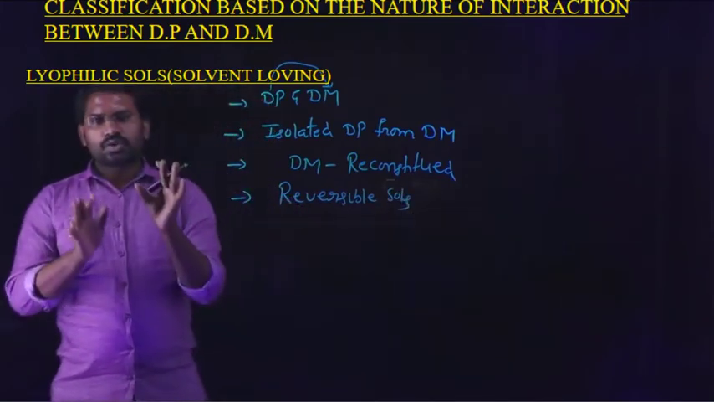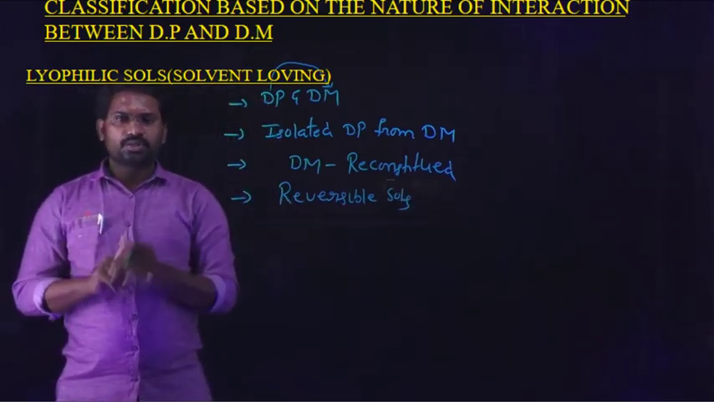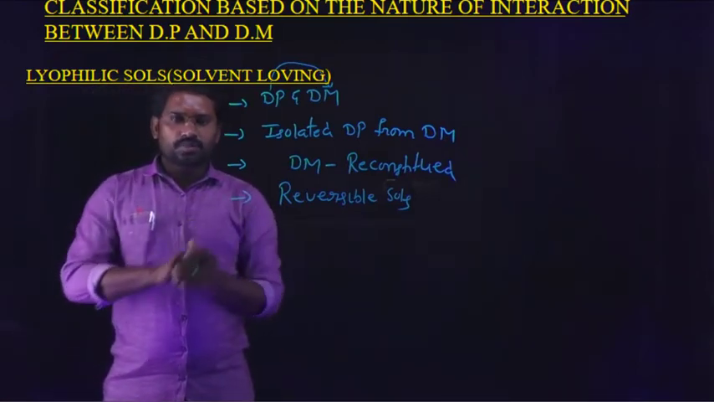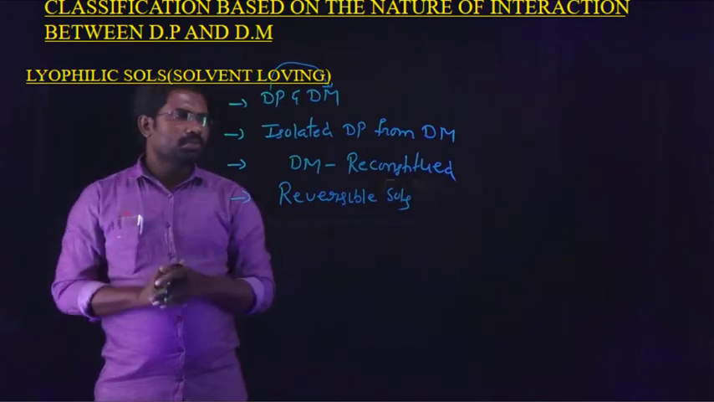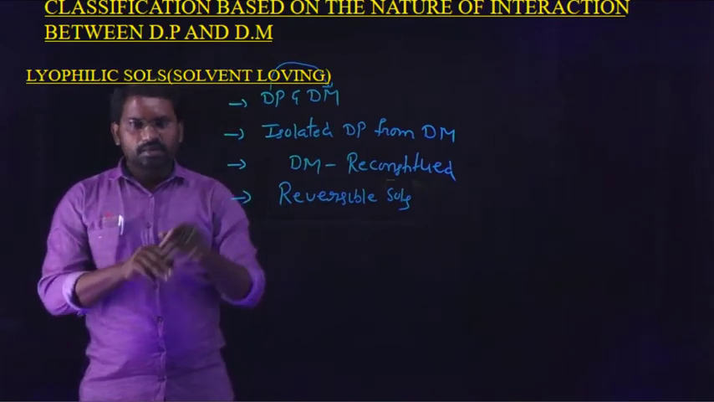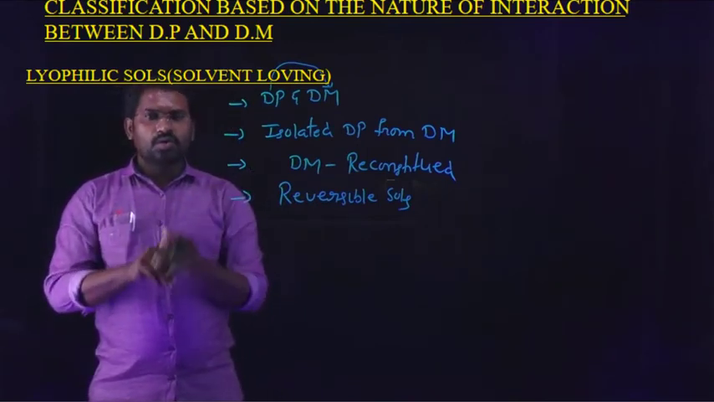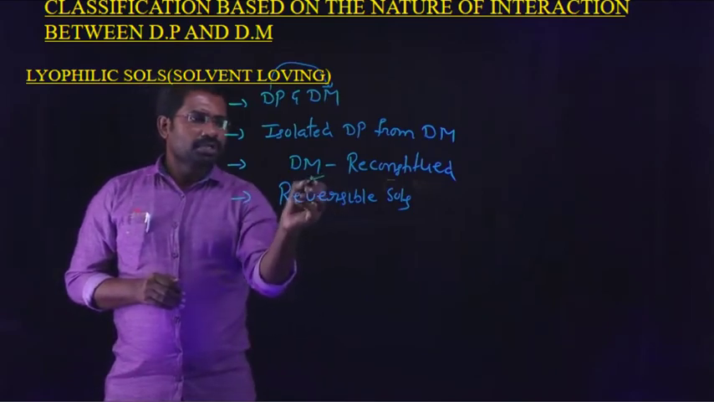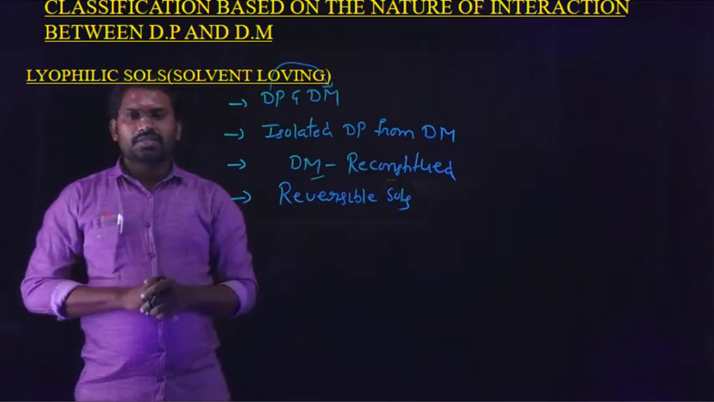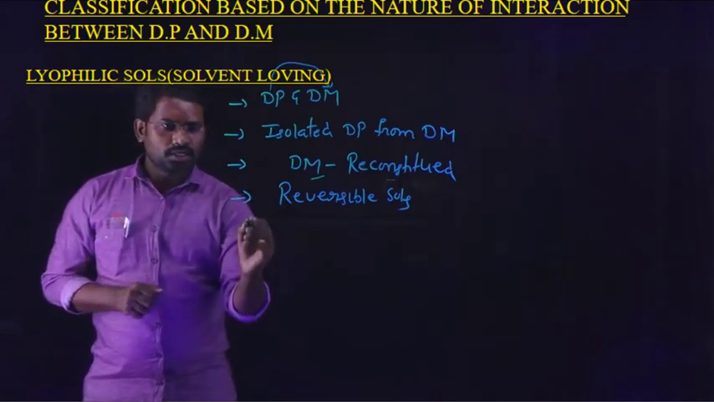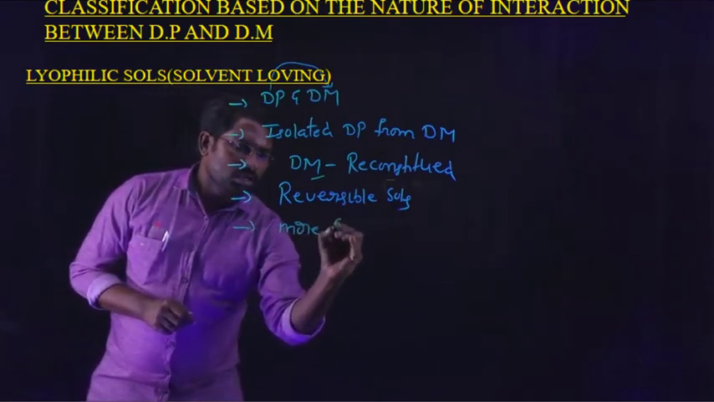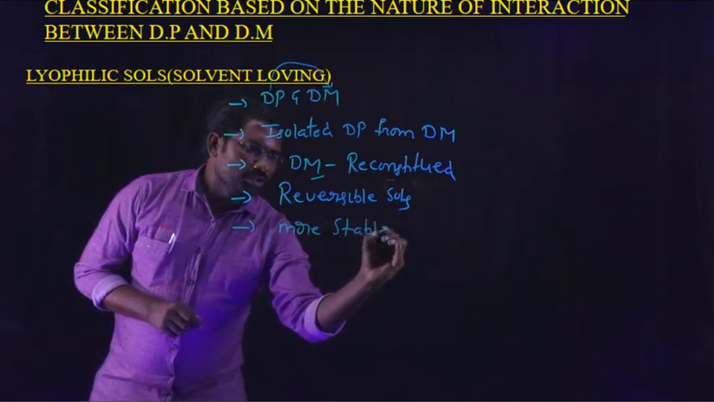Why are lyophilic sols called reversible sols? The main principle is that the particles of the dispersive phase can easily mix with the dispersion medium. Based on that principle, we can easily isolate the dispersive phase from the dispersion medium. Again, we can reconstitute the total colloidal solution by adding dispersion medium. Therefore, finally, we get a lyophilic sol. So, this is a reversible sol. Another important thing is that lyophilic colloidal sols are more stable colloidal solutions.